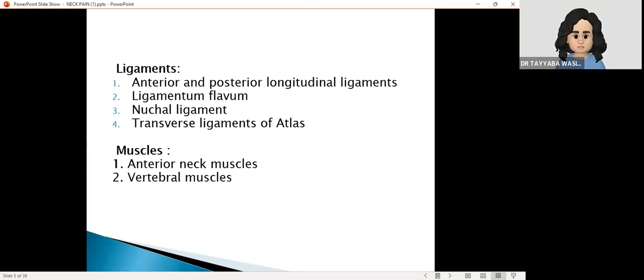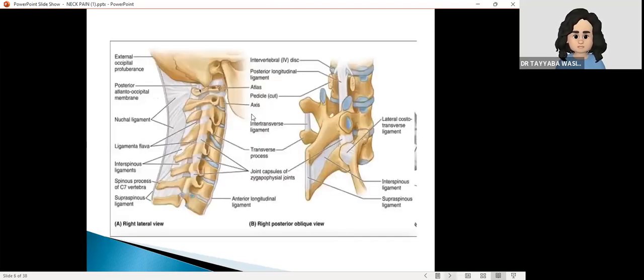Then come the muscles of the neck, categorized as anterior neck muscles and vertebral muscles. This is the pictorial representation of the anatomy we have just discussed. From here we can see the various ligaments and structures, including the nuchal ligament, the cervical vertebrae, their spinous processes and transverse processes. Here we can see the joint capsule of the zygapophyseal joint, or facet joint, formed between the superior and inferior articular processes of two adjacent vertebrae.